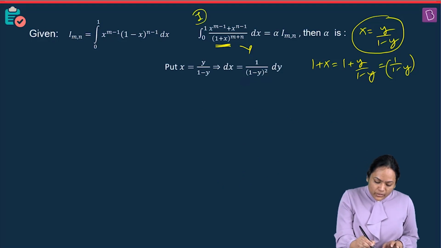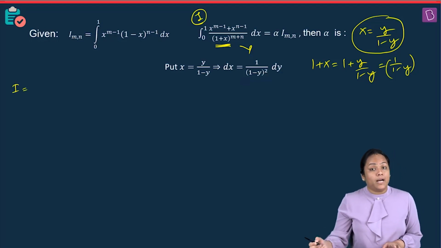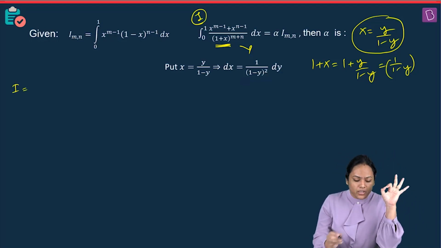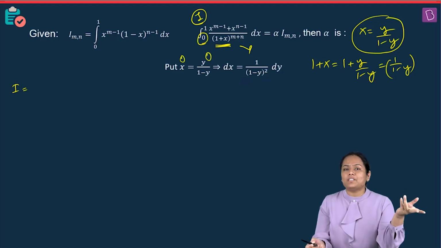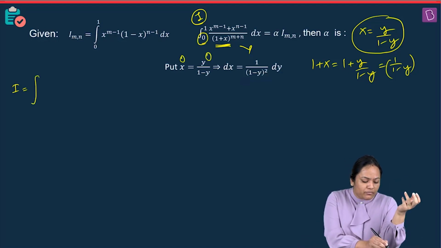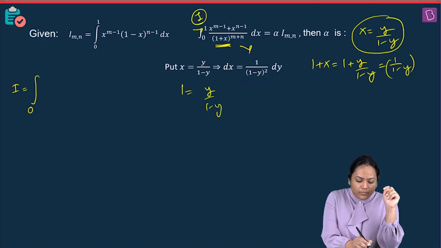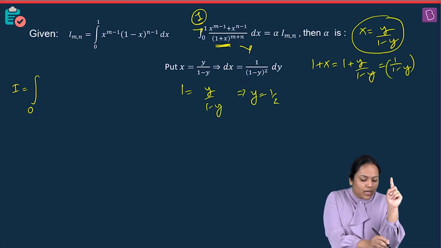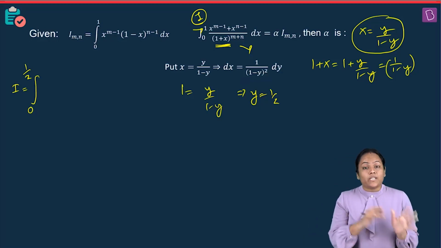So we are solving for I, right? So I can say that my I value now will become, first of all, I have to put the limit. So if my x is 0 over here, my y value will again be 0. So my lower limit of y is 0. But if I take my x as the upper limit, which is 1, I get 1 is equal to y upon 1 minus y. That means y value is half, right? So the upper limit is 1 by 2. Clear? Perfect. What are the terms?